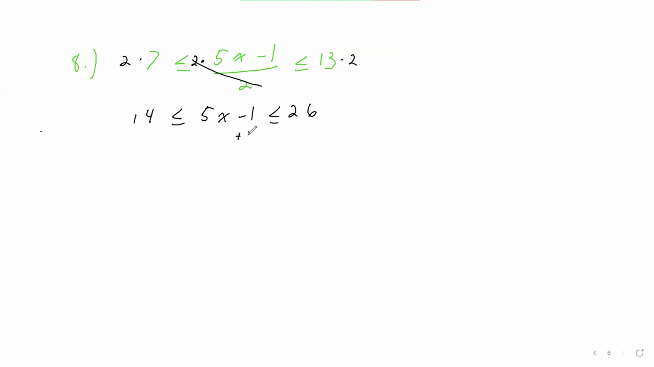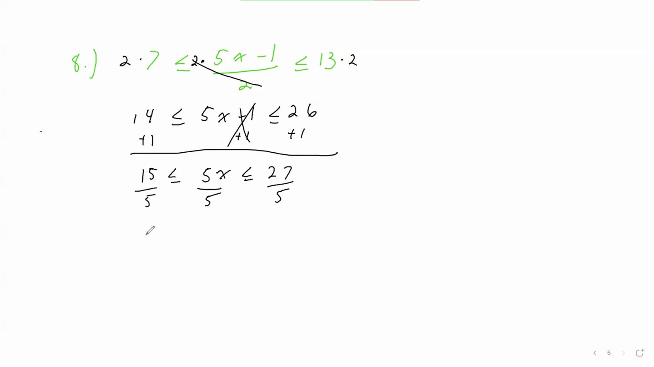So this minus 1, I'm going to add 1 on all 3 sides. So 14 plus 1 is 15, and 26, sorry, 26 plus 1 is 27. Then divide by 5. This will give me 3. This doesn't simplify any further. You can leave it like this, or you can write the decimal, which is 5.4, I think. I'm good either way. And that's a 5 on the bottom here.